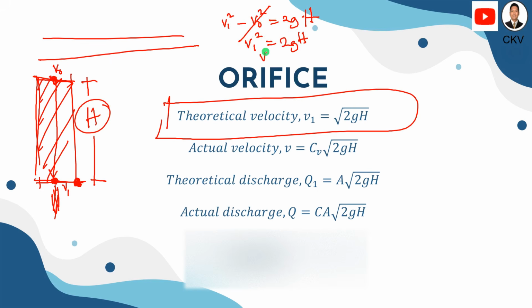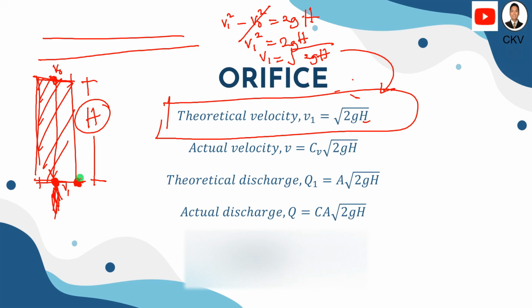Therefore, the velocity at the opening at the bottom is equal to the square root of 2gh. So this is where that formula came from. The theoretical velocity is v1 equals the square root of 2gh, where h is the head of the liquid from the opening of that container.